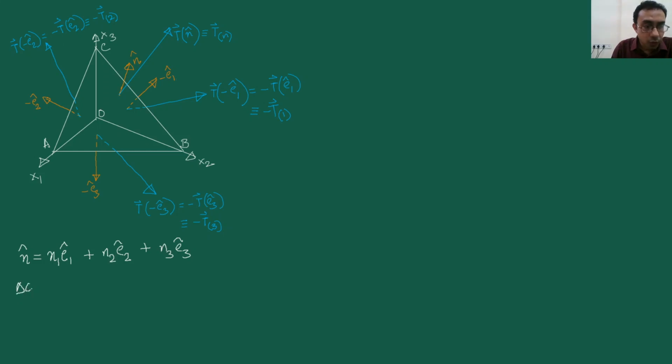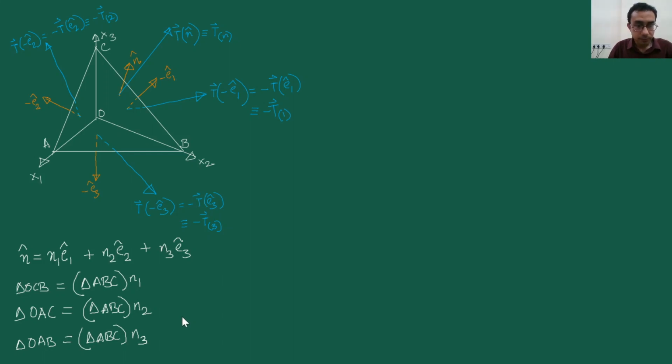So triangle OCB will be equal to triangle ABC times n1. Triangle OAC will be equal to triangle ABC times n2, and triangle OAB will be equal to triangle ABC times n3. Okay.